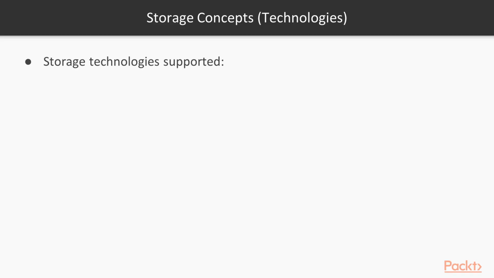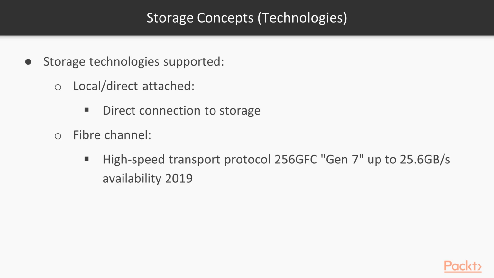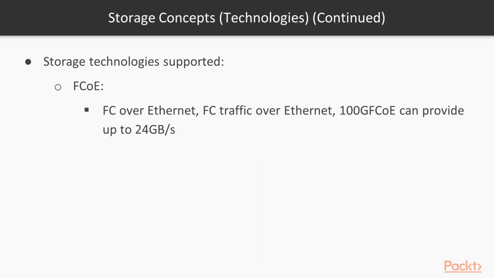Storage technologies supported by VMware include local direct attached, fiber channel, which today is providing speeds up to 25 gigs per second using a proprietary protocol. Fiber channel over Ethernet is another protocol, however, it's not very popular as compared to iSCSI or fiber channel.